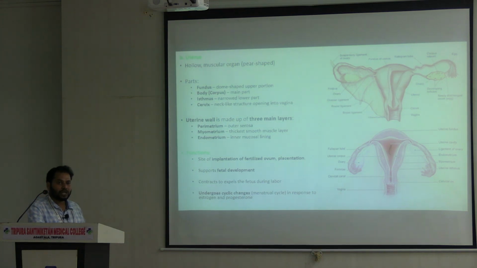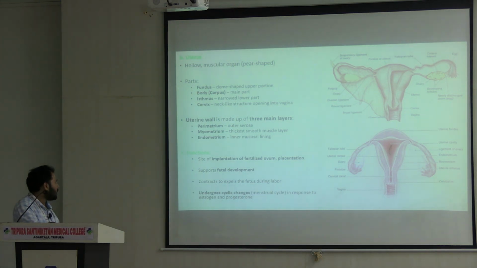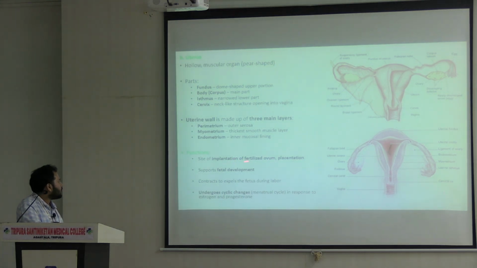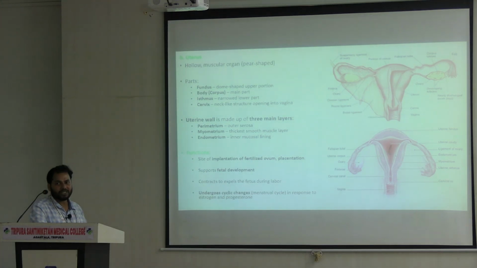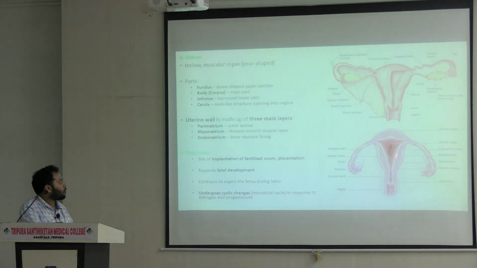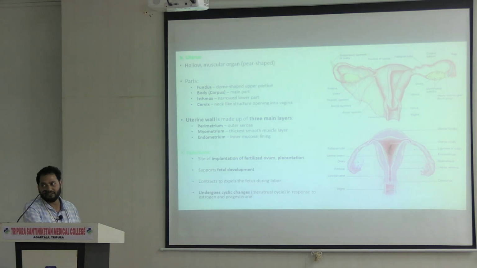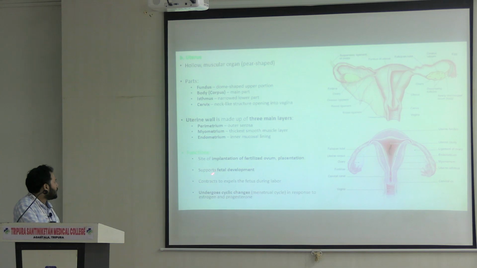Like other structural parts, these parts are also important because they act as a site of implantation of the fertilized egg, as well as a site for placentation. So it means this endometrium wall acts as a site for implantation after fertilization. It supports the fetal development. Not only this, due to the presence of numbers of muscles, the contractions of those muscles help to expel the fetus during labor.